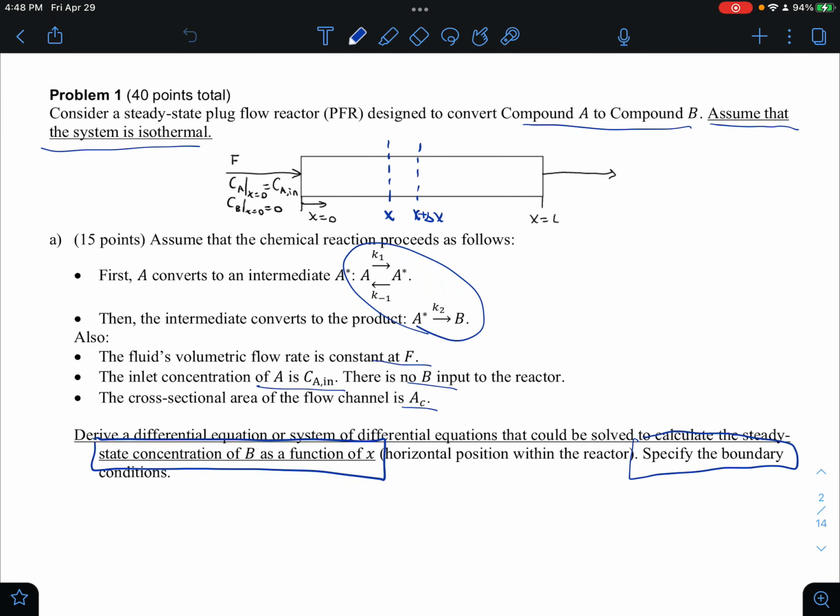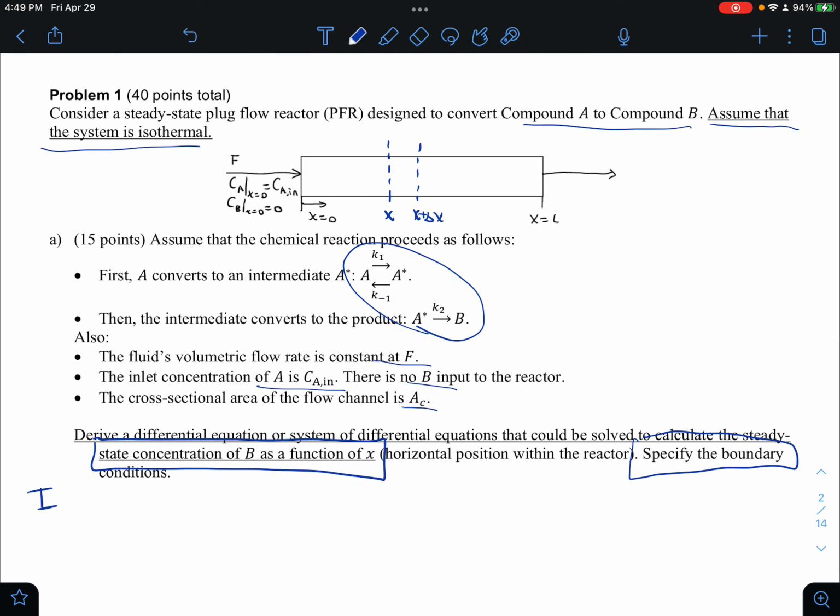So now it's time to do problem 1a. Recall that we are trying to derive a differential equation or system of differential equations that could be solved to compute the concentration of B as a function of X. So we specified that we would need a differential control volume between position X and X plus delta X. Now we should start with a balance on B, because that's what the question is asking for.